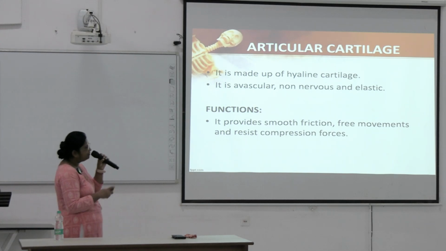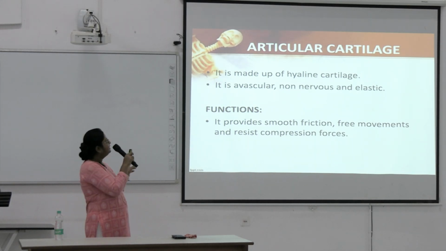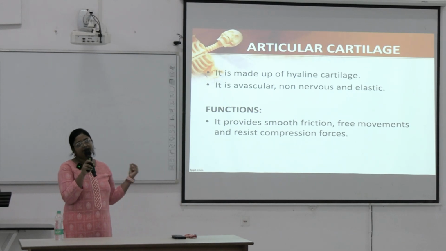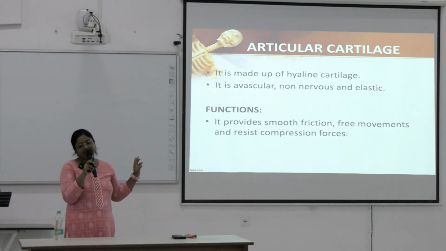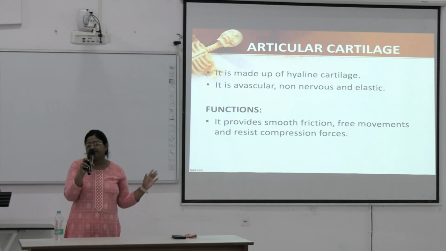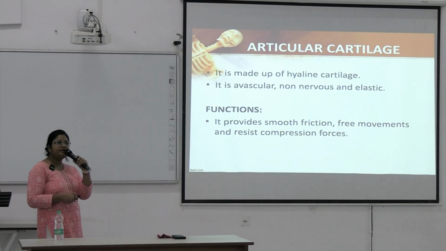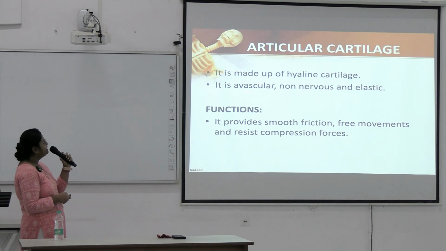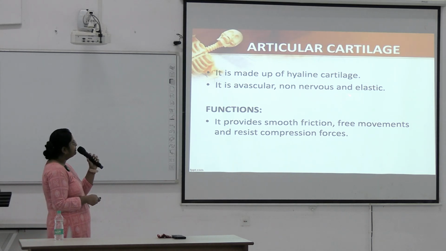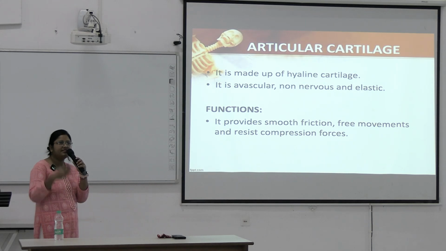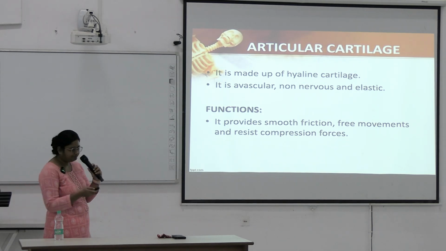Next we go to the articular cartilage, the articular hyaline cartilage, which is avascular, non-nervous and elastic. The type of cartilage is important. Three types of cartilage are present in our body; this articular cartilage is the hyaline type. The other two are elastic and fibrous cartilage, that is, fibrocartilage. Its function is to provide smooth, friction-free movements and to resist compression forces against the two ends of the bone.